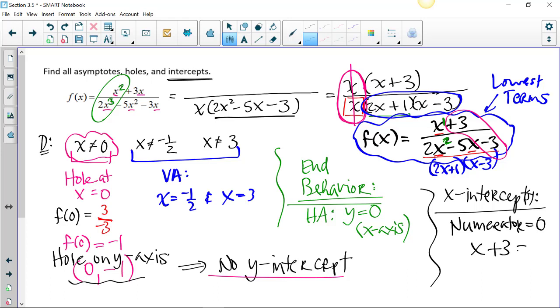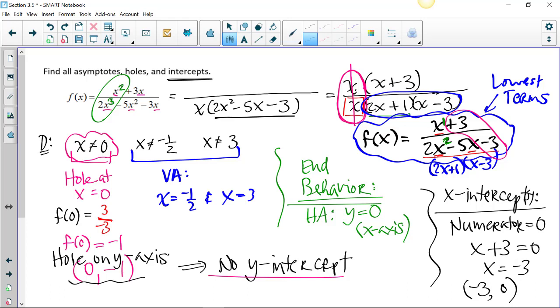So what's the value of x that makes x plus 3 0? Notice I want to go to the simplified because if I go to the original, I'm going to say that there is an x-intercept where there's a hole in the graph, and that's not cool. Can't be both. Can't be a point and not a point. All right, so I get x equals -3. So my x-intercept has an x-coordinate of -3. When I plug -3 into the function, I get 0. So the ordered pair is -3, 0.